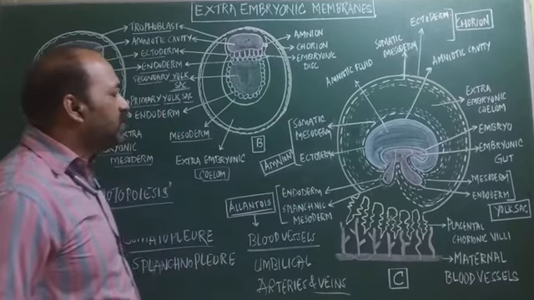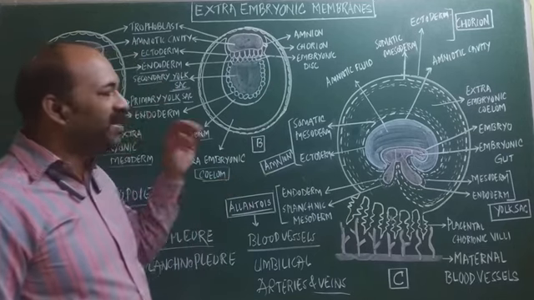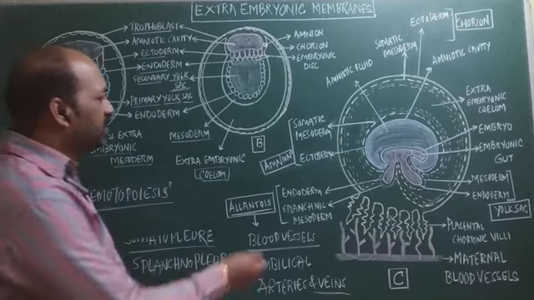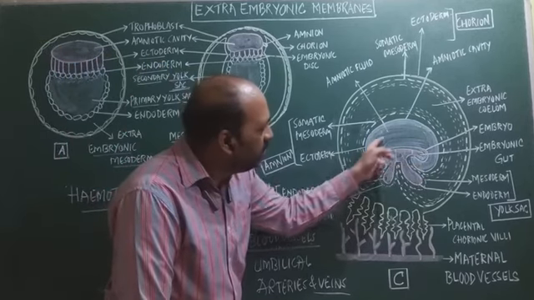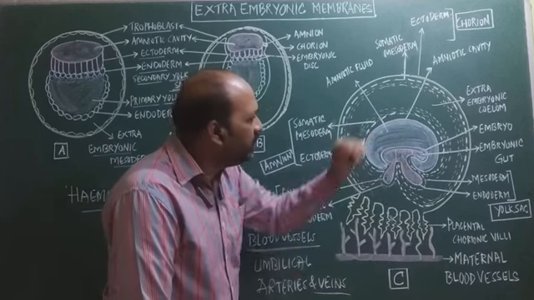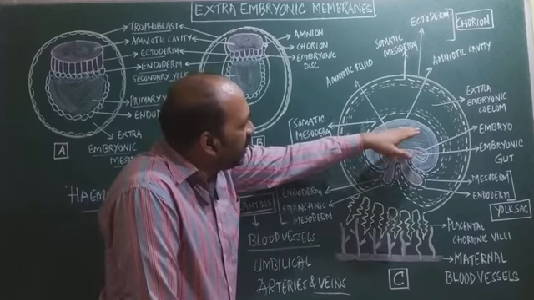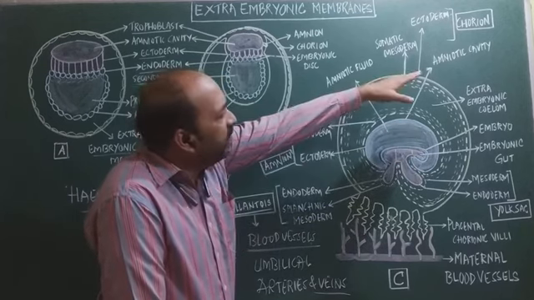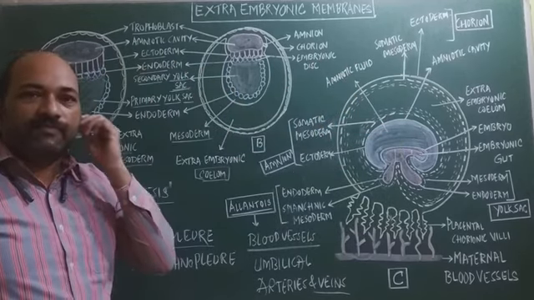Thereafter, after the second extra embryonic membrane, the next extra embryonic membrane is called amnion. Amnion plays a very vital role, and it consists of a large cavity. You can see here, this amnion is present above the embryo, and it consists of a cavity called the amniotic cavity, which is filled with amniotic fluid.